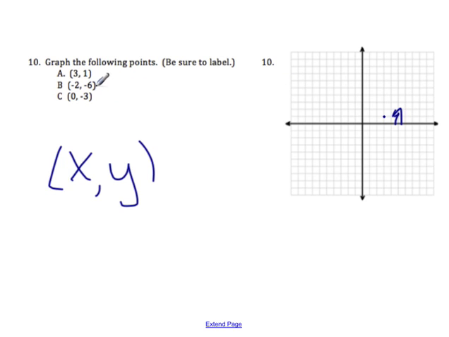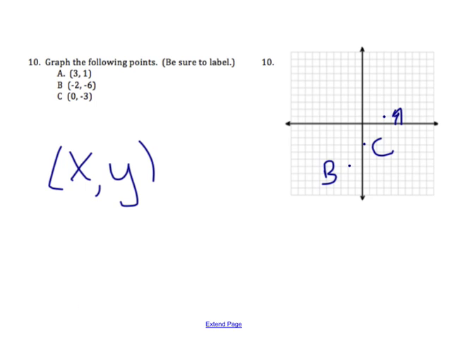Then we want to plot point B. So we're going left 2, 1, 2, and down 6. 1, 2, 3, 4, 5, 6. And that's going to be our point B. Then we want to do our point C. We're going over 0, down 1, 2, 3. And that is going to be our point C.